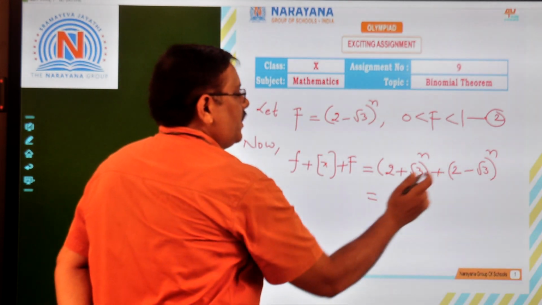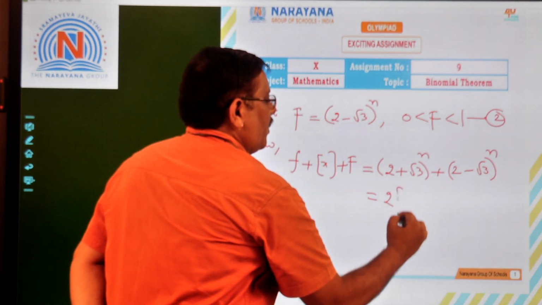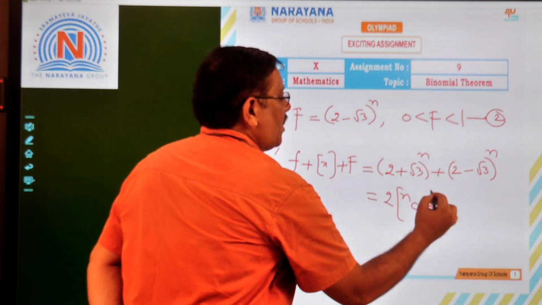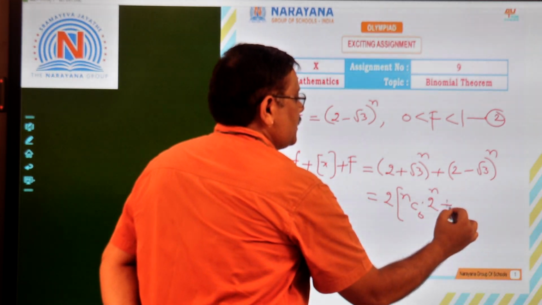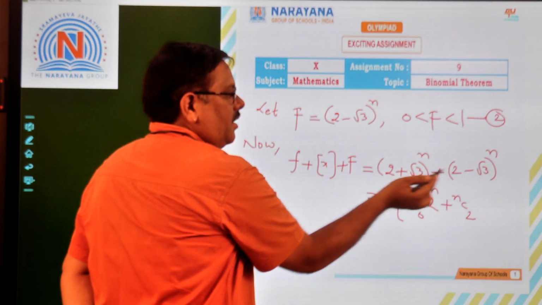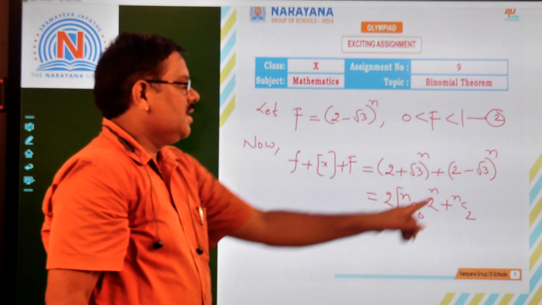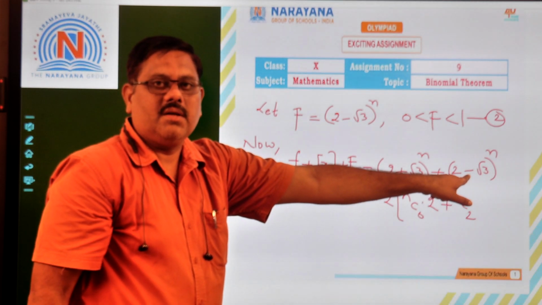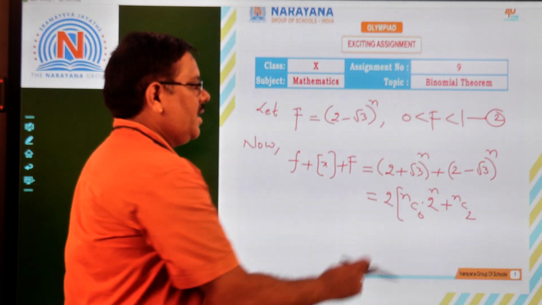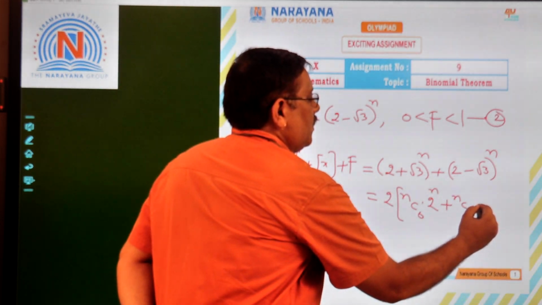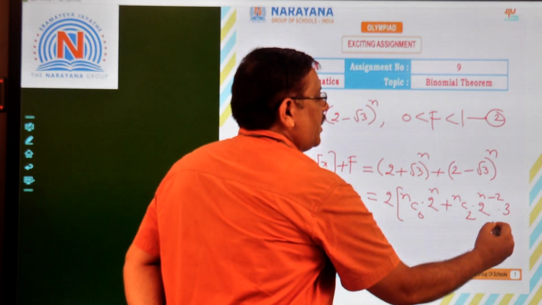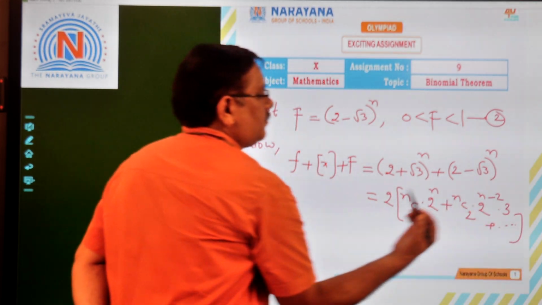So if you sum up these two expansions, we are going to have 2 times [nC0 · 2^n + nC2 · 2^(n−2) · (√3)^2 + so on]. The second terms, nC1 terms, have opposite signs and both are equal in magnitude, so they cancel with one another. So we have nC2 as the next term, into 2^(n−2) into (√3)^2, that is 3, plus so on.